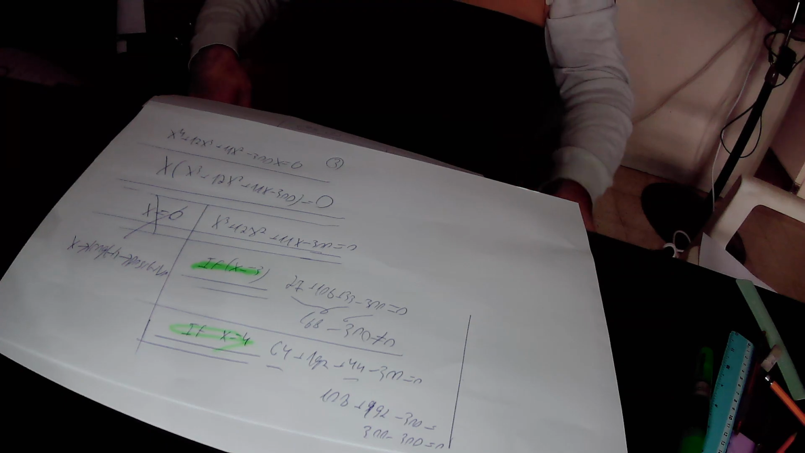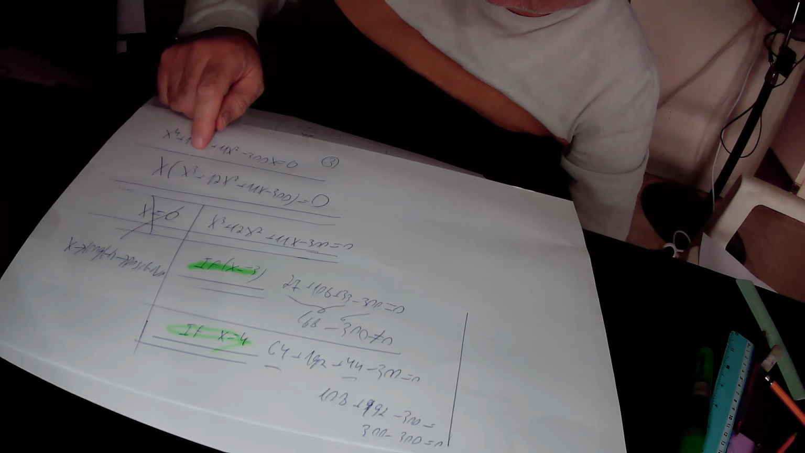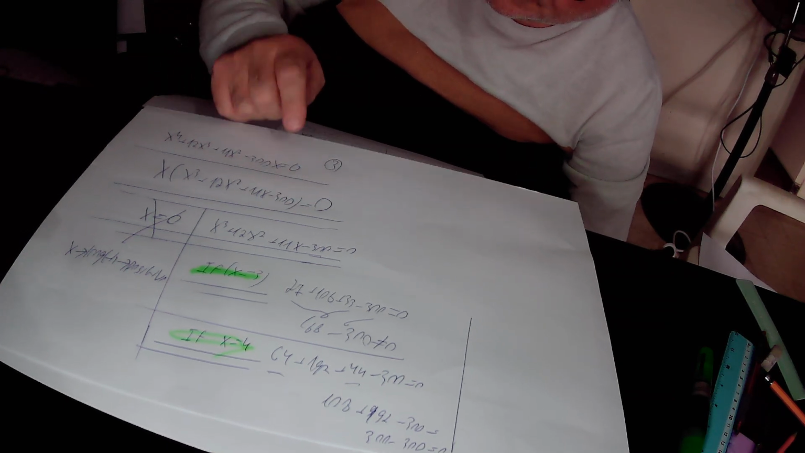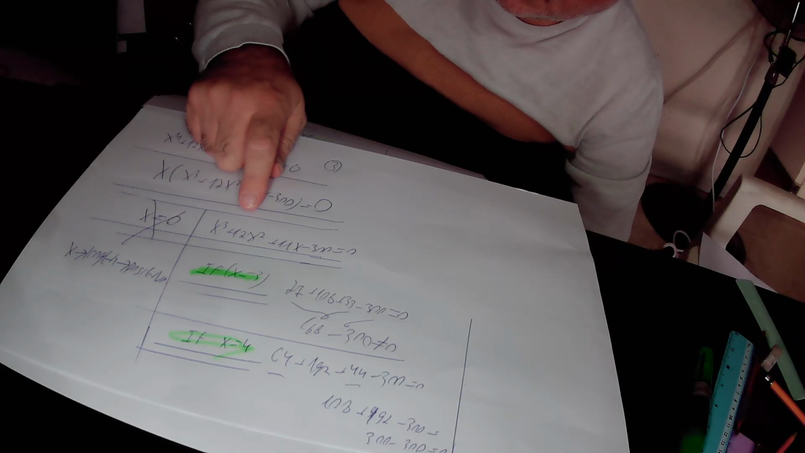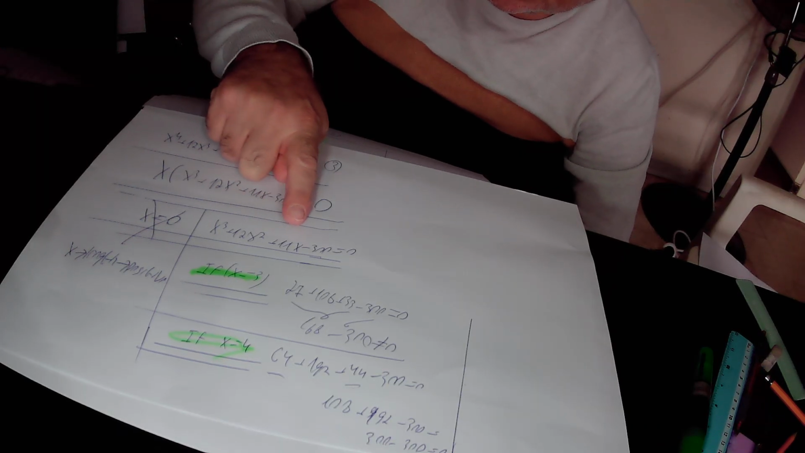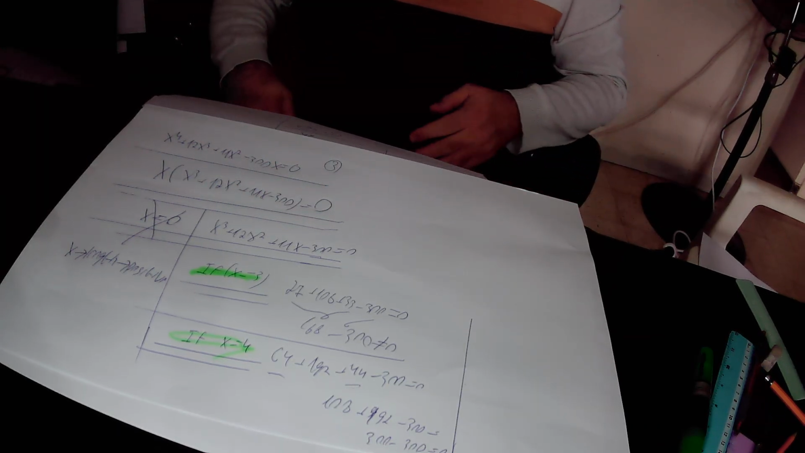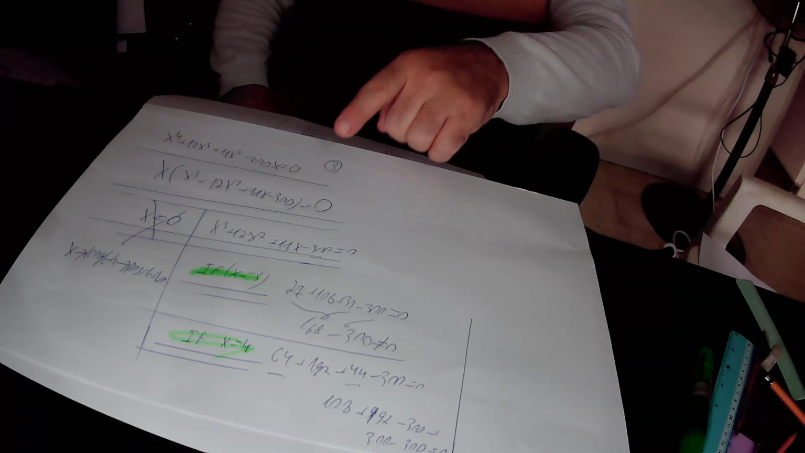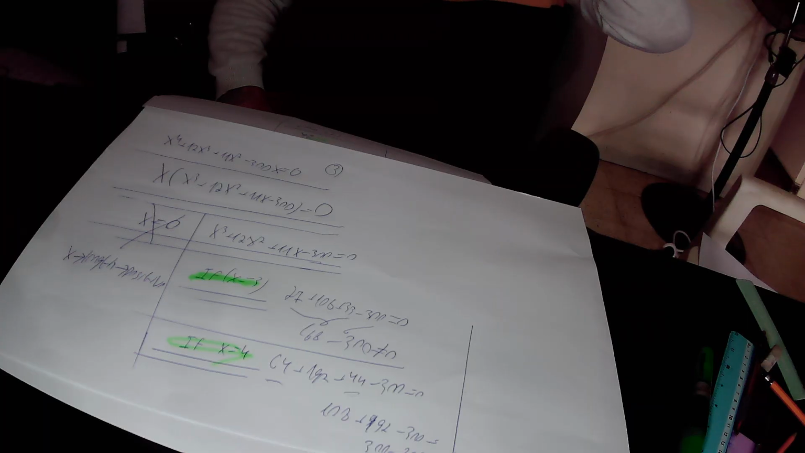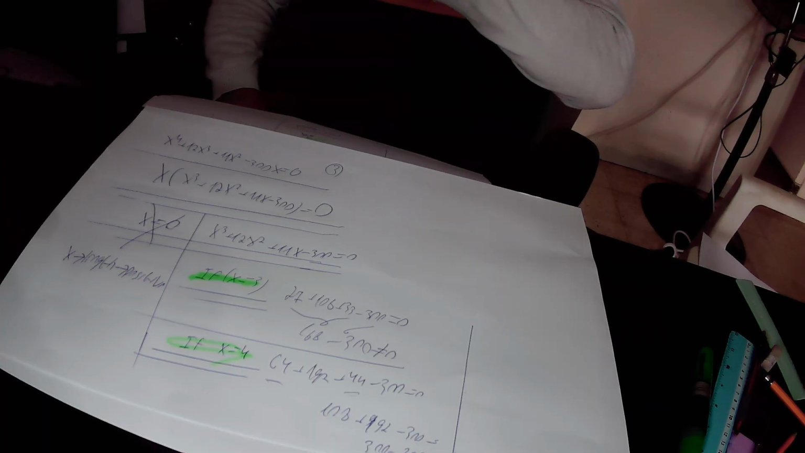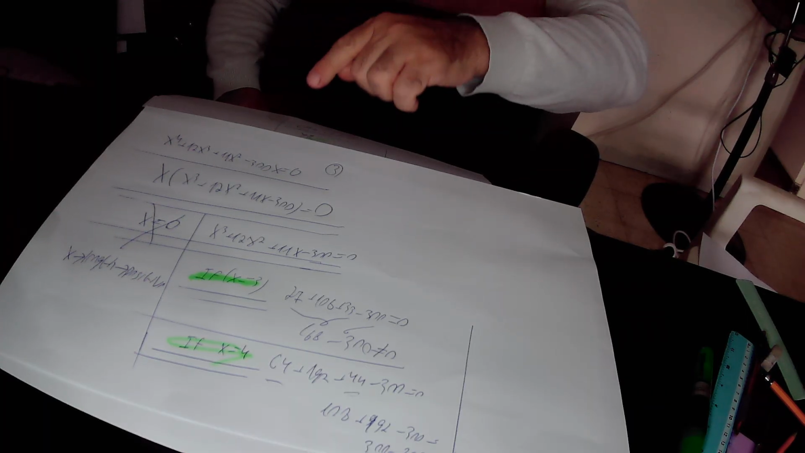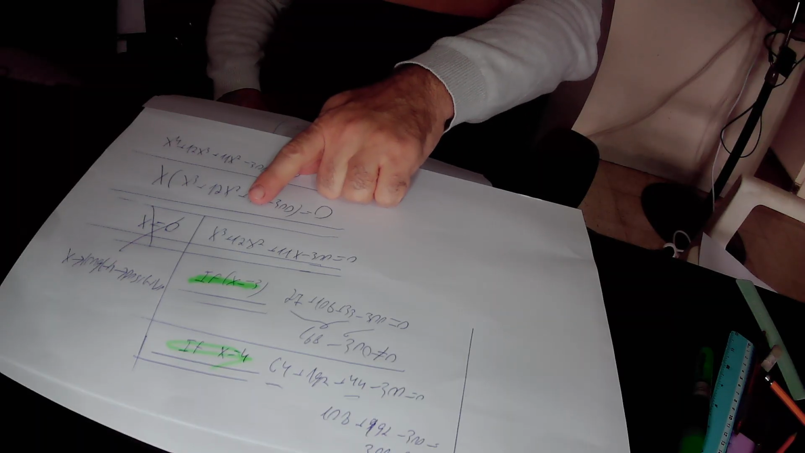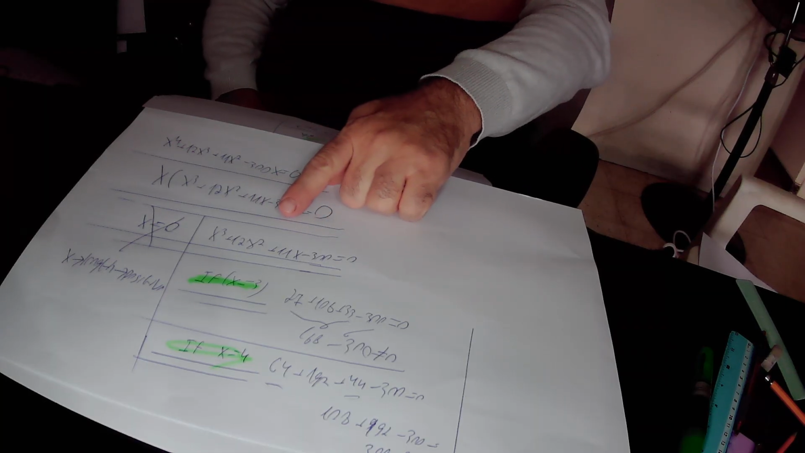The second solution to this equation is that this expression equals 0. That is to say, x cubed plus 12x squared plus 11x minus 300 equals 0. First of all, we check if x equals 3 solves this equation. That is to say, we just substitute x by 3.